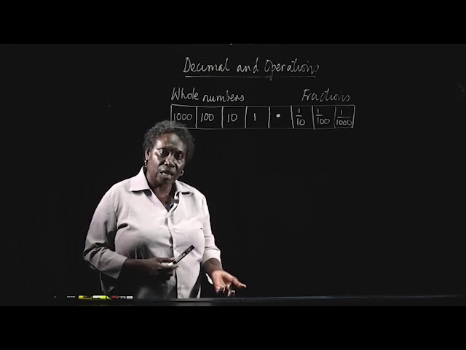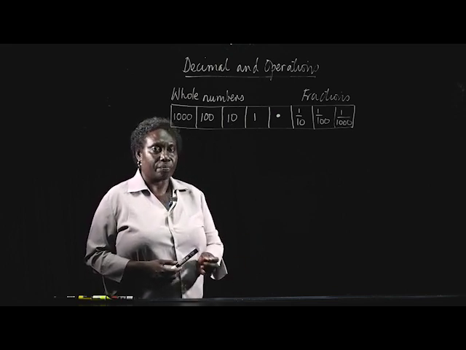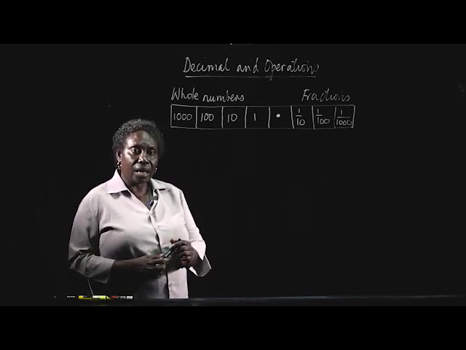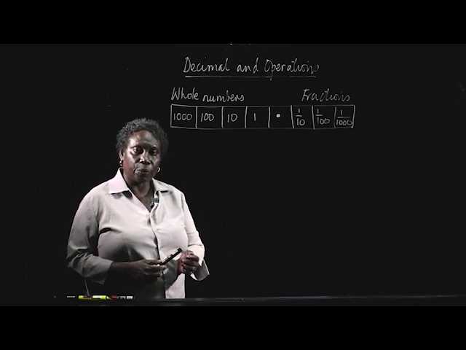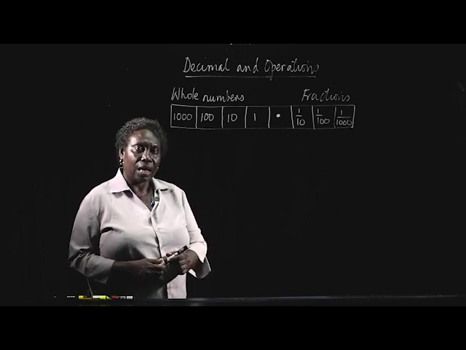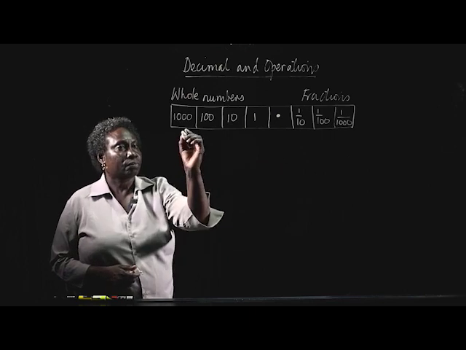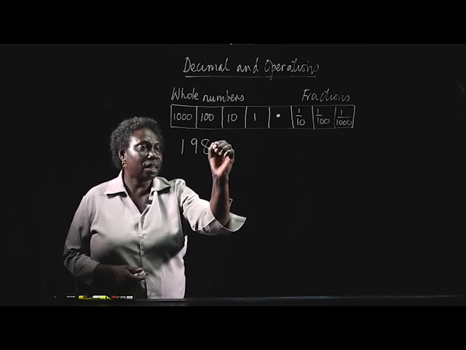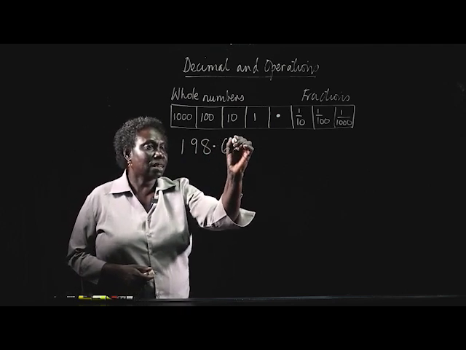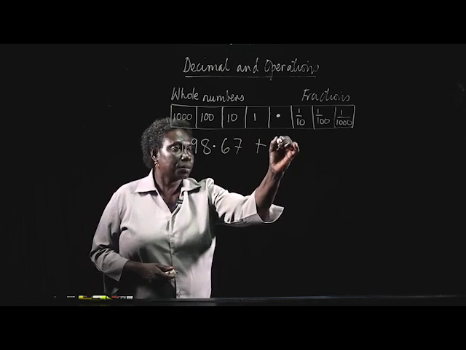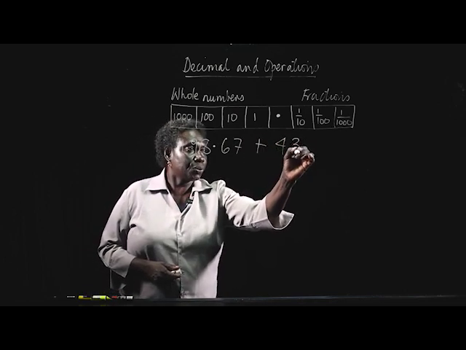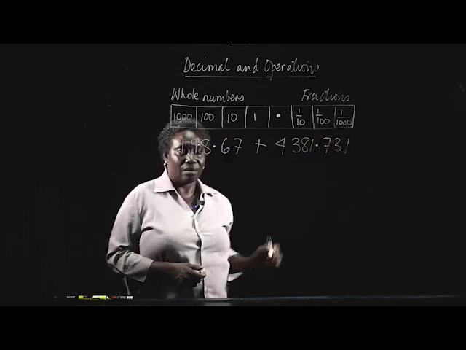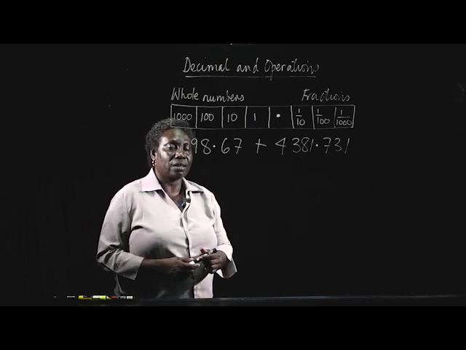Now, when we are adding decimals, we have to be mindful of the values that we are adding, subtracting, multiplying, or dividing. When we write the numbers, they must be written under each other depending on what value they represent on the place value table. Let's start with the first example: 198.67 plus 4,381.731.